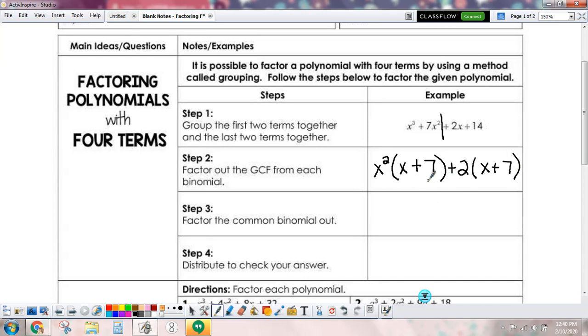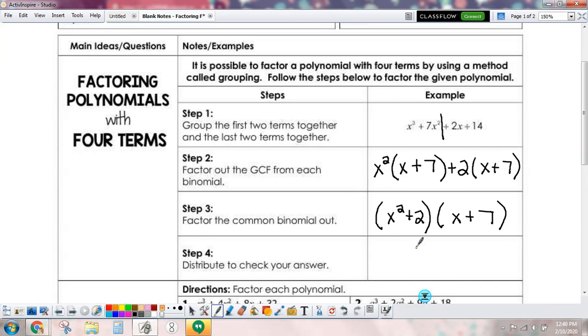Okay, so the goal here is to get the same number in the parentheses. If you don't get the same number in the parentheses, you might want to look at what you're pulling out in order to make this correct. So I'm going to go ahead and factor the common binomial out. So the common thing is right here, and I'm going to separate that as my second binomial. And then the first part is going to be whatever's on the outside. Okay, so x squared plus 2.